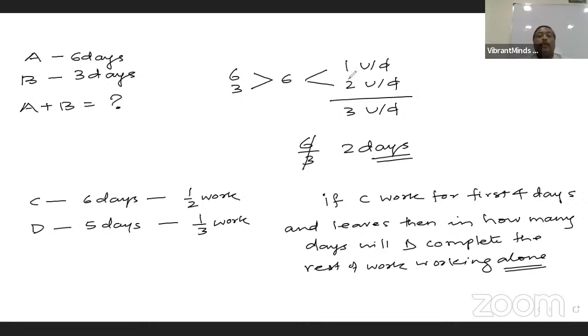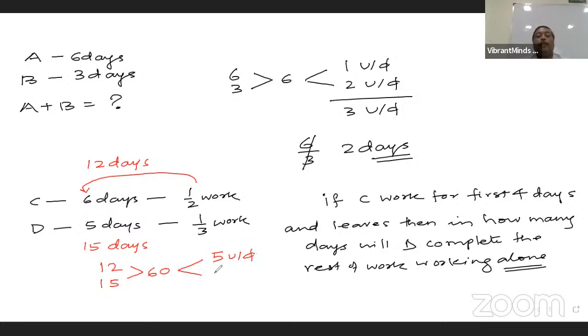So here we will see one thing, that is half of the work in 6 days. So full work in 12 days, 1/3 of the work in 5 days. So full work in 15 days. So I will take 12, 15. LCM is 60. 15 times 4 is 60 and 12 times 5 is 60. So here 5 unit per day and here 4 unit per day.